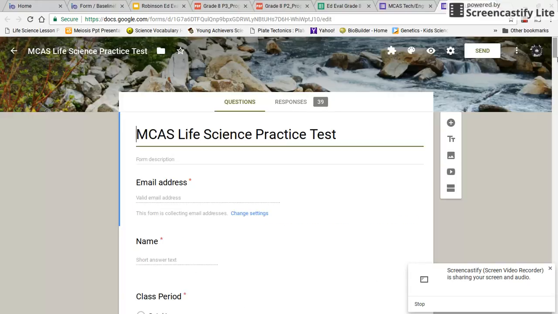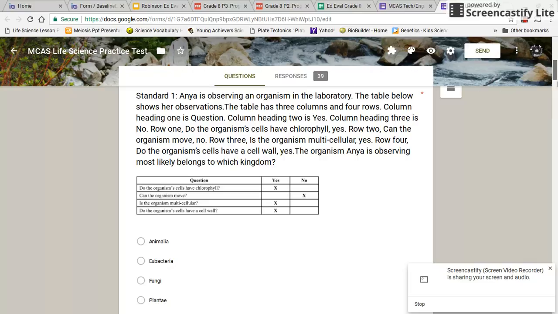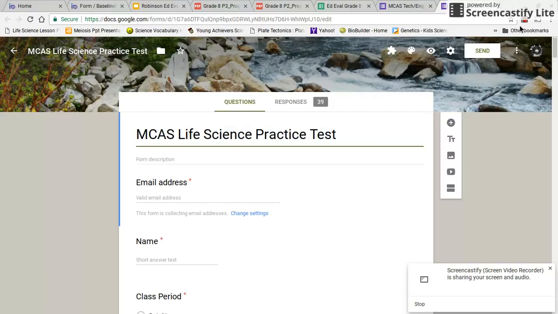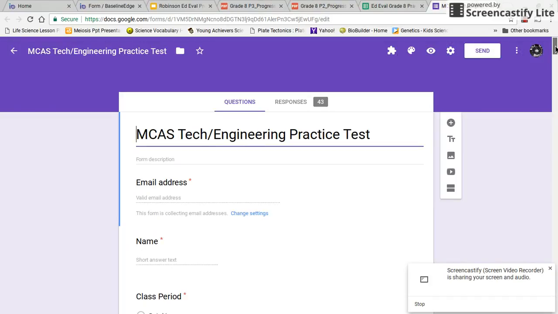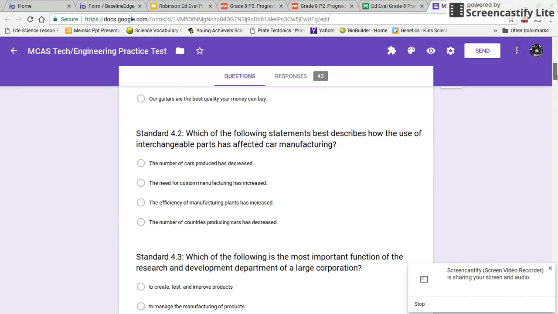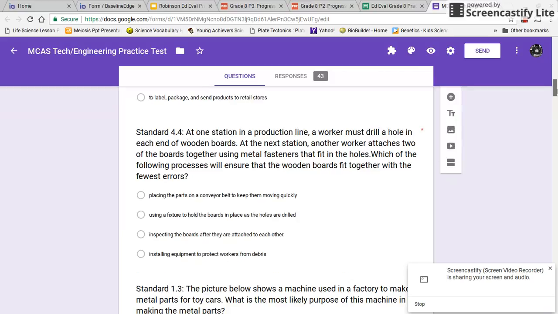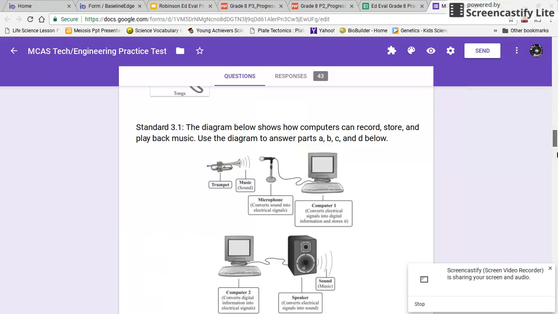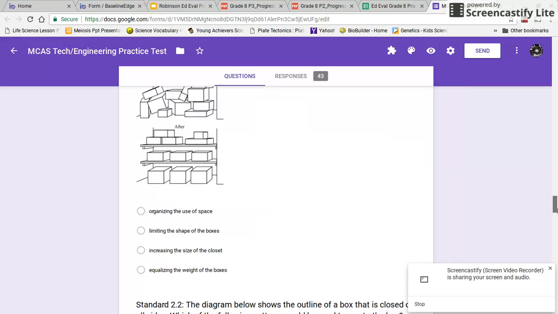Life science. So I did the same thing. Questions that they struggled with, we put them together on the MCAS, or I did, and assessed. And then lastly, technology and engineering. Our students proved to be weak in this area, so I've taken some time to create this practice MCAS, and we've gone over the concepts.